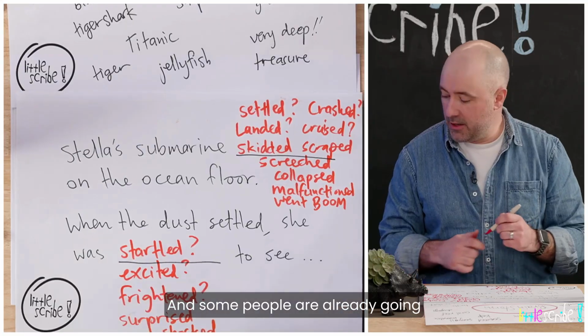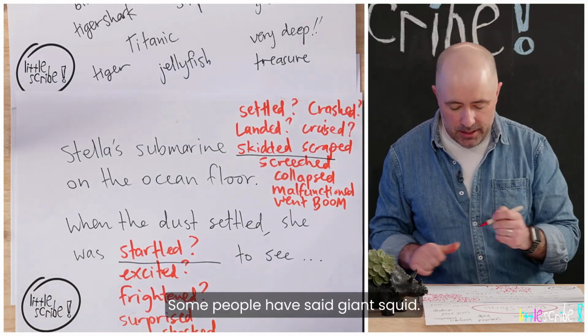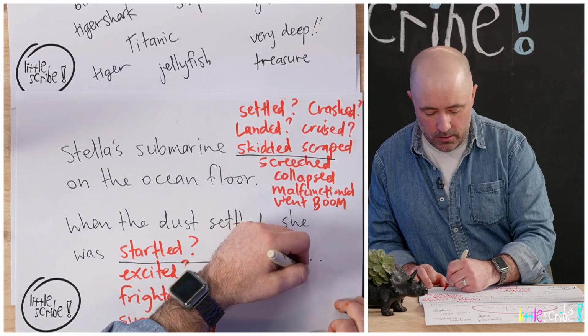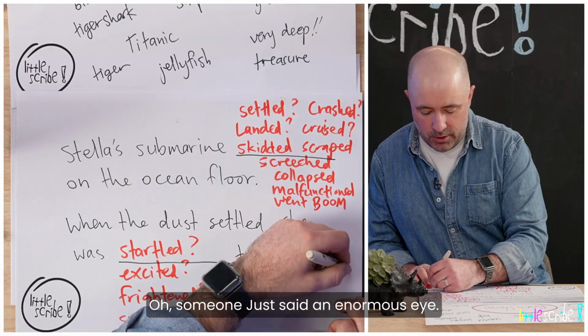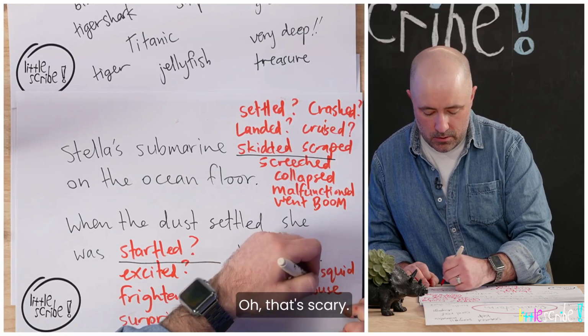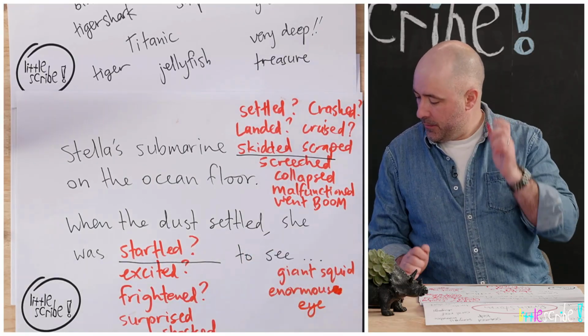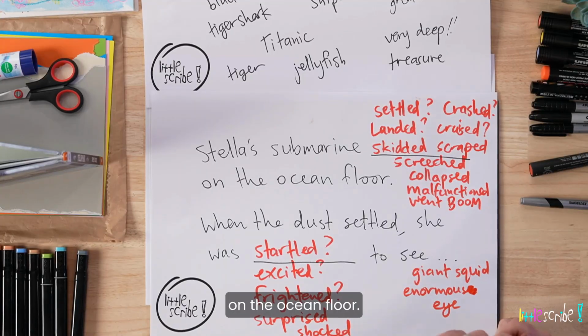And some people are already going ahead and saying, what did she notice? Yeah. Some people have said giant squid. Oh. Someone just said an enormous eye. Oh, that's scary. Hidden in the kelp. Yeah, like what would that belong to? Oh. Stella's submarine zoomed on the ocean floor. When the dust settled, she was afraid to see a massive bloop.